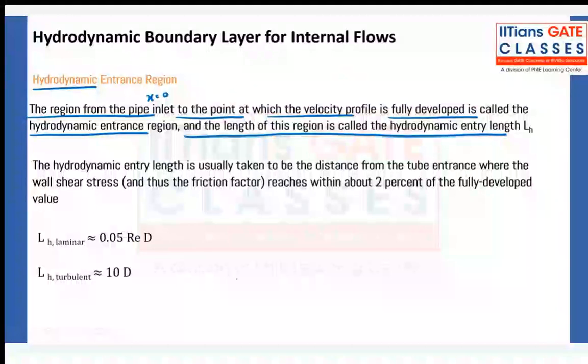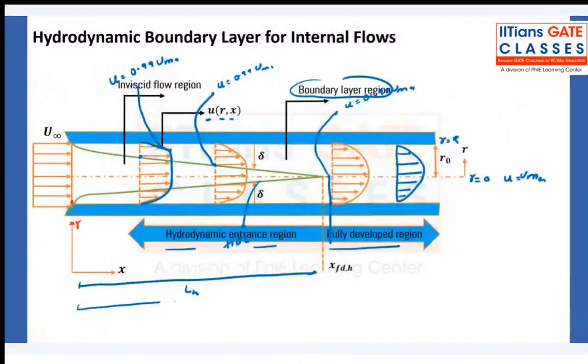Now these are some given values for hydrodynamic entry length for laminar and turbulent flow. These are experimentally defined. For laminar, it is 0.05 Reynolds number times the characteristic dimension. For turbulent, it is much higher, 10D. If turbulent flow is there, then it will be much higher.